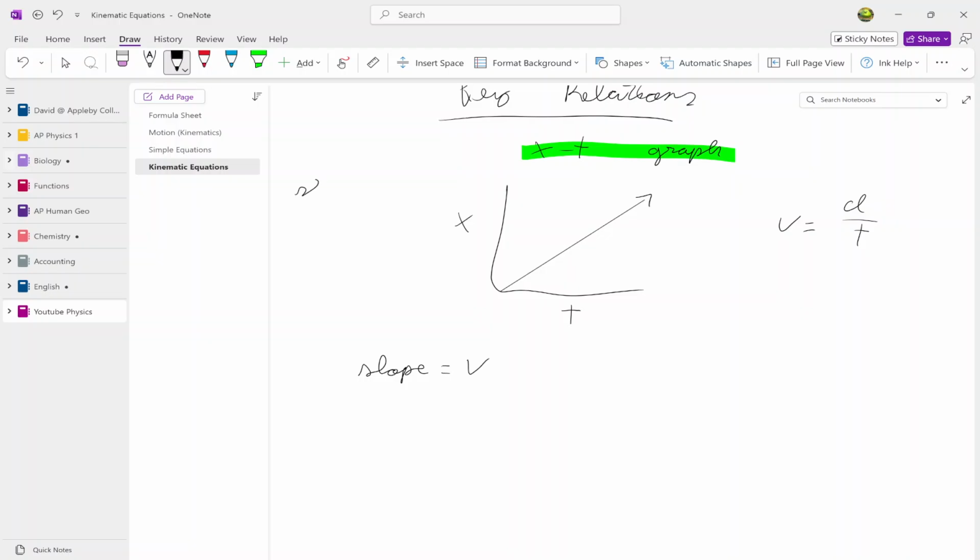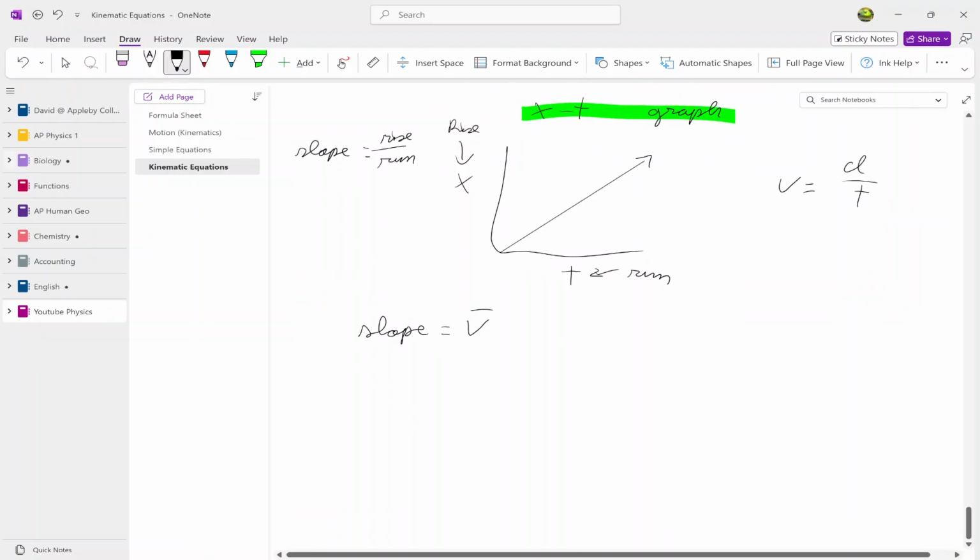And remember, slope is rise over run. So this would be the rise. This would be the run. So you have x over t, or d over t, which gives you the velocity. So the slope will give you the velocity.